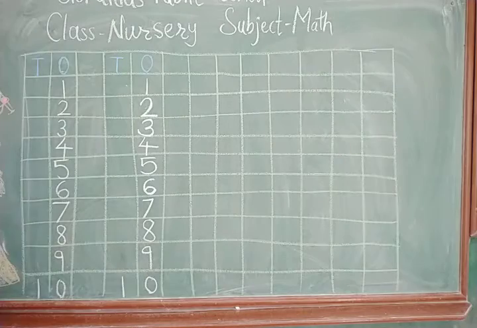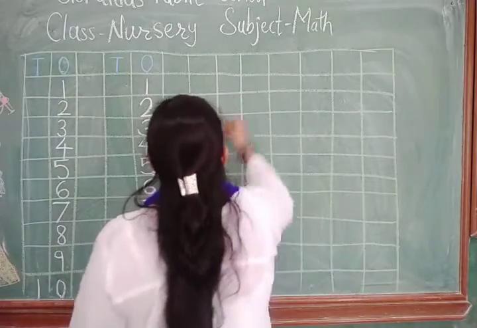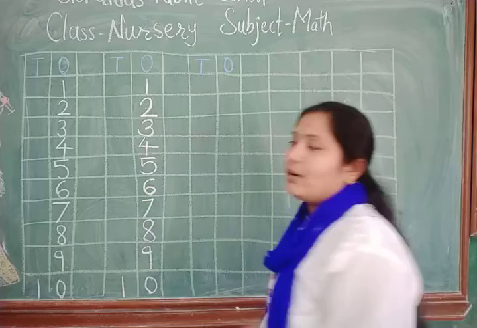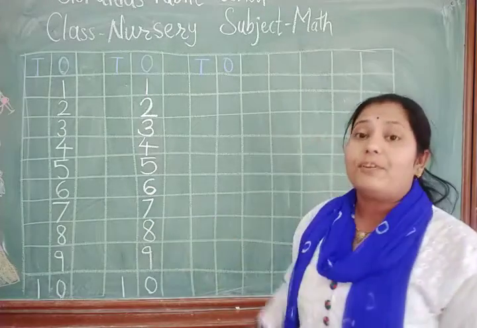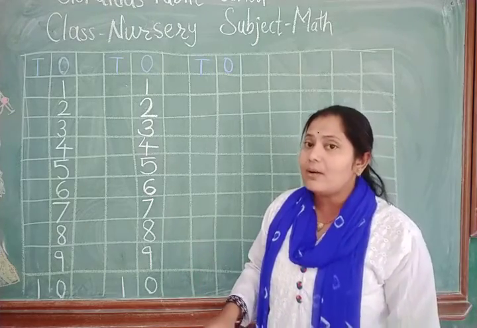1, 0, 10. Okay? Kids, one more time we are writing. T stands for tens and O stands for ones. And here, one more time we are writing numbers from 1 to 10. Okay?